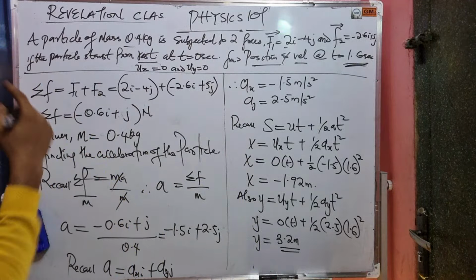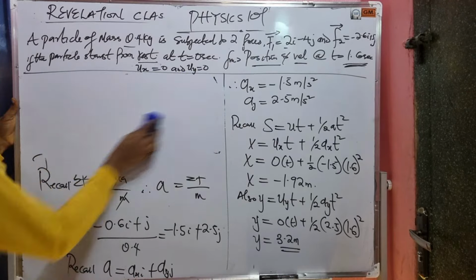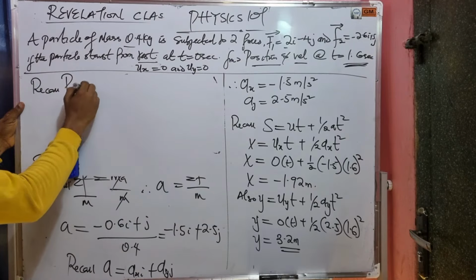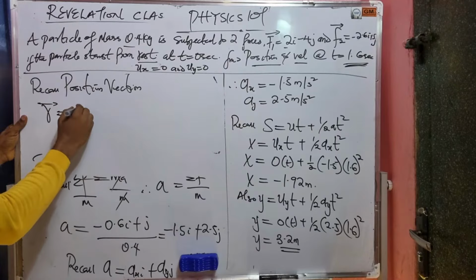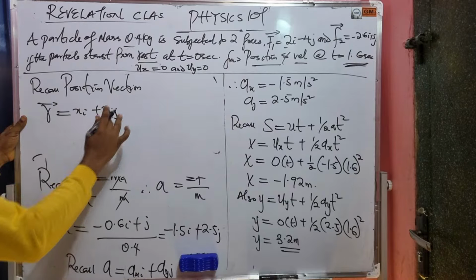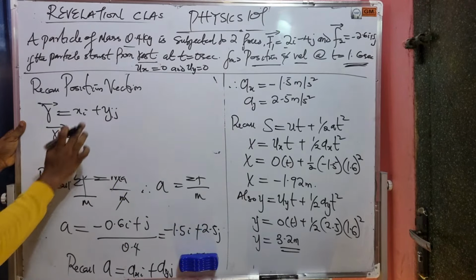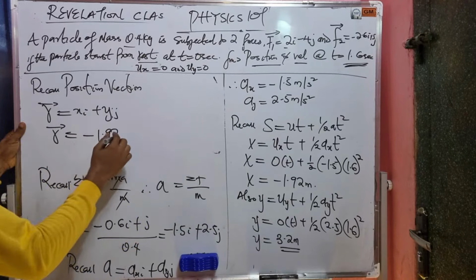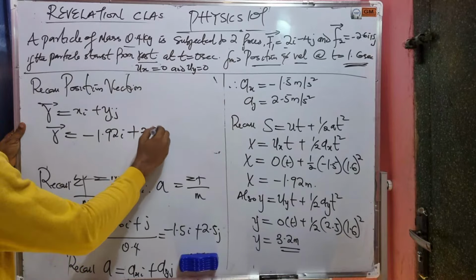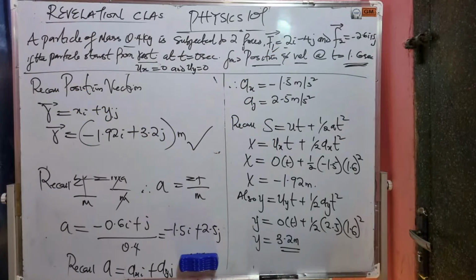Okay, then let's find the position vector. Where can this be located? The position then becomes what we call the position vector, which is simply r equals xi plus yj. This is called position vector, because I have to represent this in vector form, and that will give us r equals minus 1.92i plus 3.2j, all in meters. This is the answer to this first question. The second one says find the velocity, right? Find the velocity.